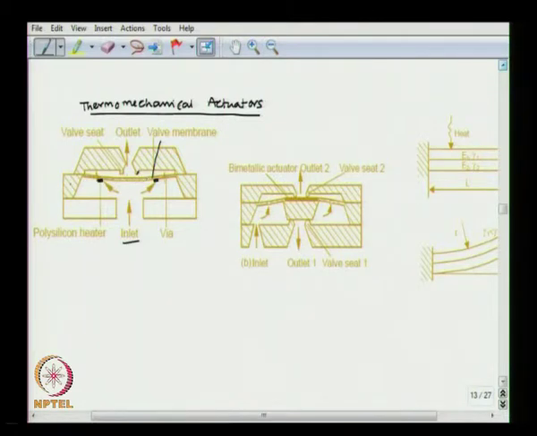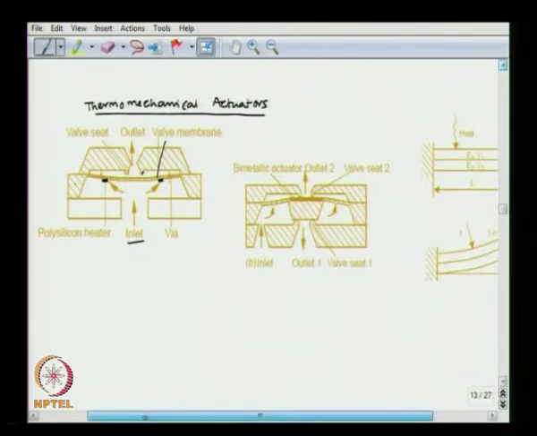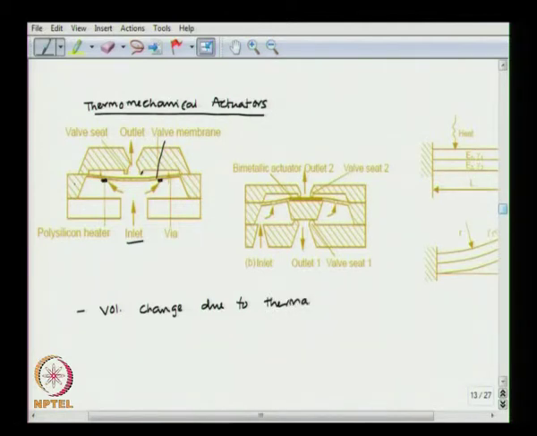Now, if the heat pulse is applied to the heater, the membrane is going to expand. So, there is going to be a gap between the membrane and the valve seat. So, the valve is opened. Okay. So, what happens in thermomechanical actuators is that there is a volume change due to thermal expansion.